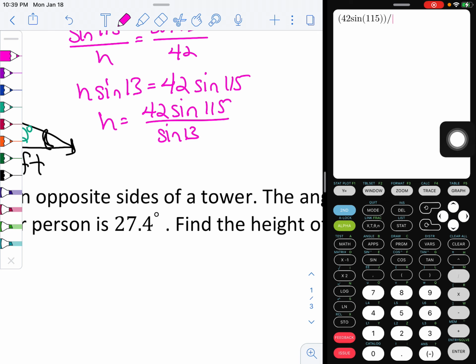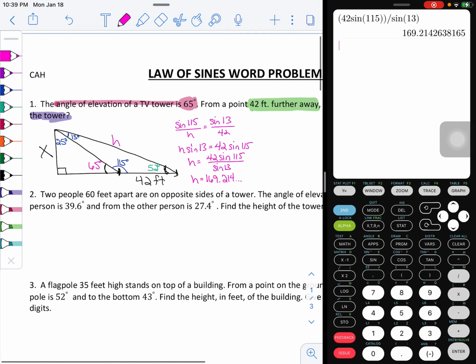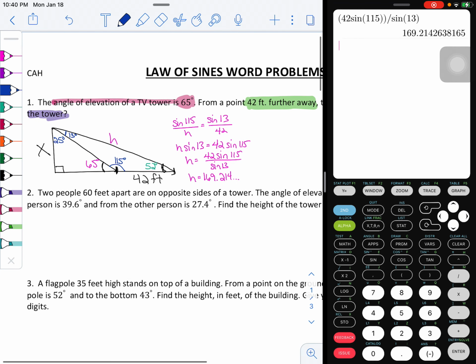All right. So this is my numerator, 42 sine 115, and now I'm going to divide by sine of 13. Now h is equal to 169.214 stuff. So this is one of the places where I'm going to make my calculator do a lot of work for me. I am actually not going to round this off. So what I'm going to do is set up a problem with h in it, and wherever I have h, I will use this answer.